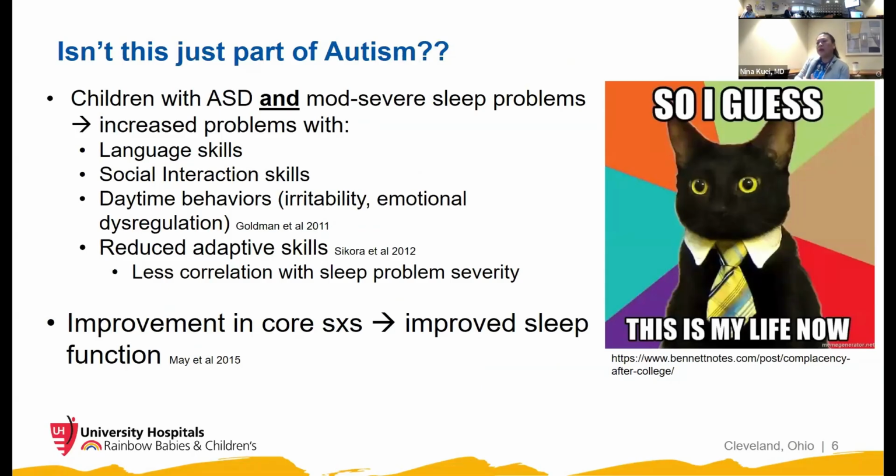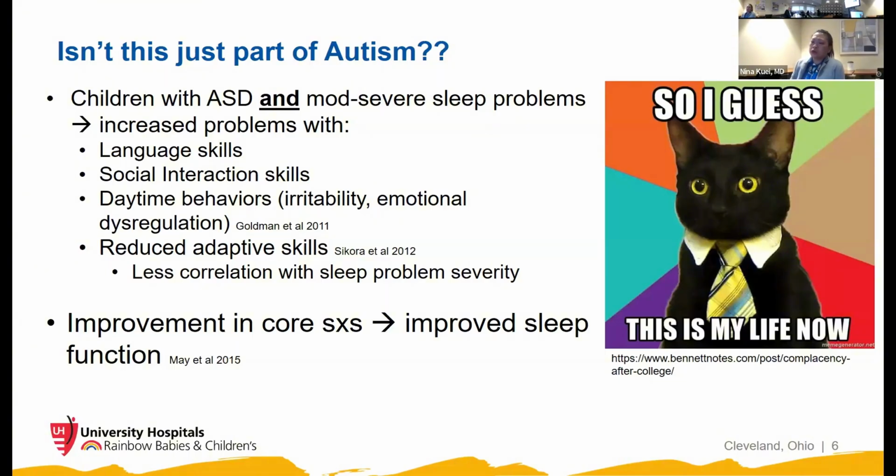And so a lot of parents come into our clinic with children with autism, and they just assume that this is just how life is going to be now, that I'm going to have a child that cannot sleep forever, and it's going to cause me problems and cause problems for the rest of the family.